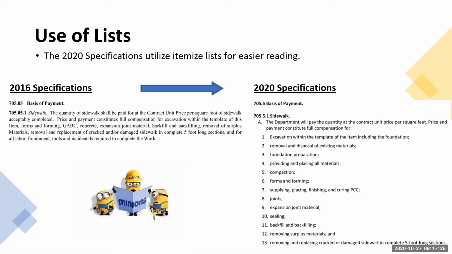Sealing is part of it, backfilling is part of it. These are all actions that are part of the basis of payment for this particular item, which is your sidewalk itself. So what is part of it? What is not? What does the department pay for? What does the department pay for separately? It breaks those descriptions up, and we'll get into an example of that.